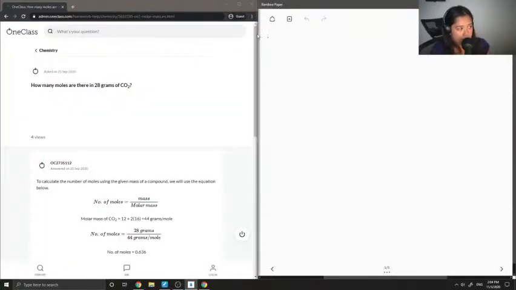So question number 5 asks, how many moles are there in 28 grams of carbon dioxide? So first, let's use the equation. Number of moles is equal to mass over molar mass. We know the mass is 28 grams. And now let's calculate the molar mass of CO2.